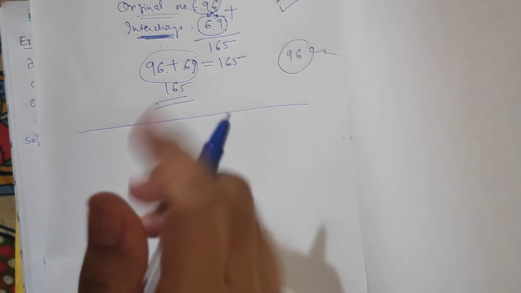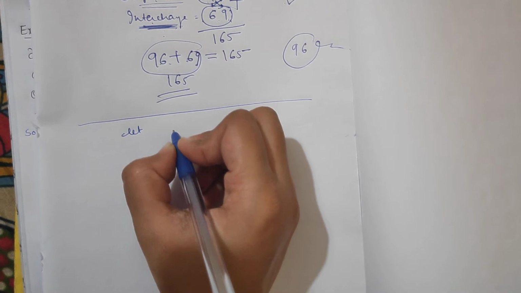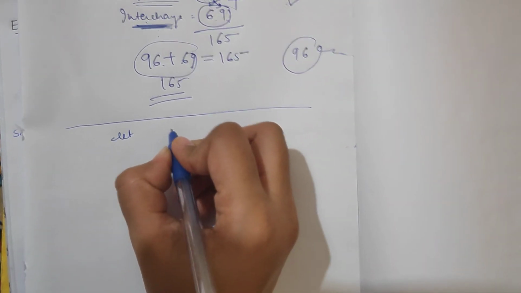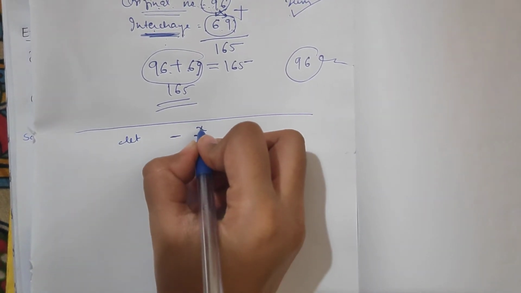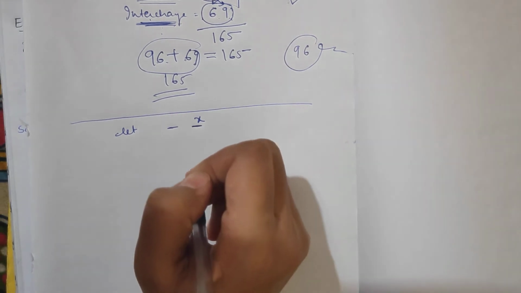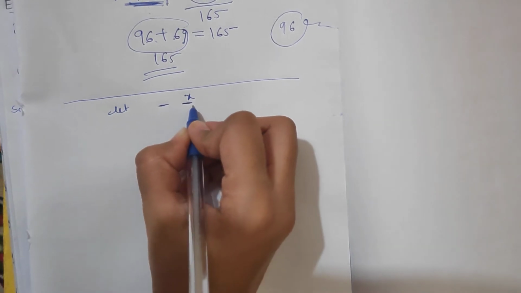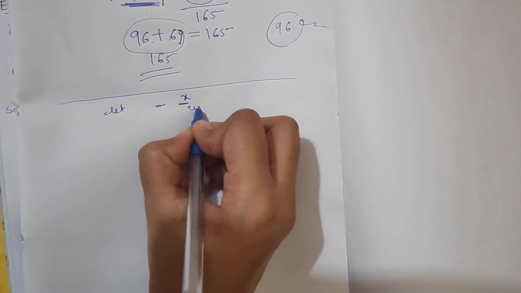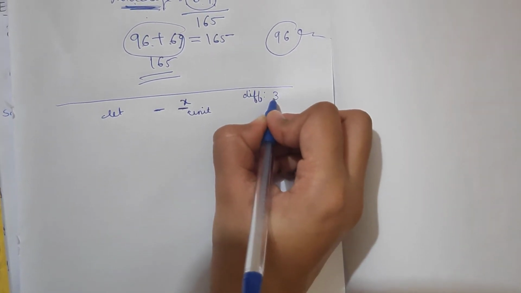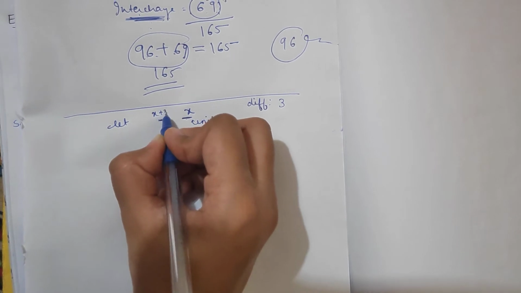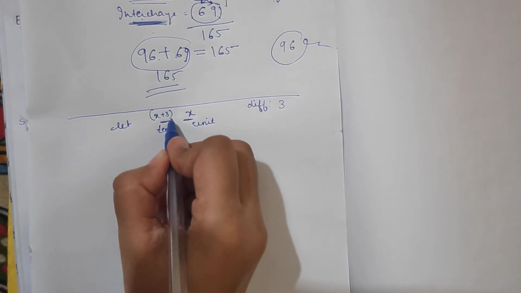Okay, so here let us consider the two digit number which we have to find out. Let us consider that the digit at the unit place is x. You can take a or y instead of x, whatever variable you want to write. Now they have given that the difference between these two digits is 3. So the digit at the tens place will be x plus 3.